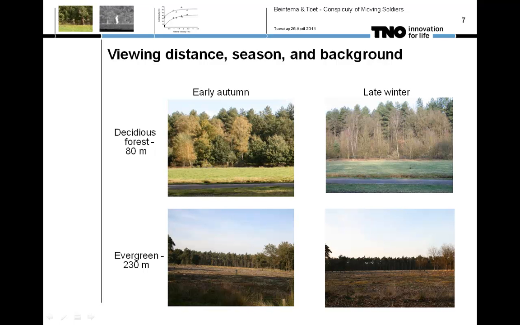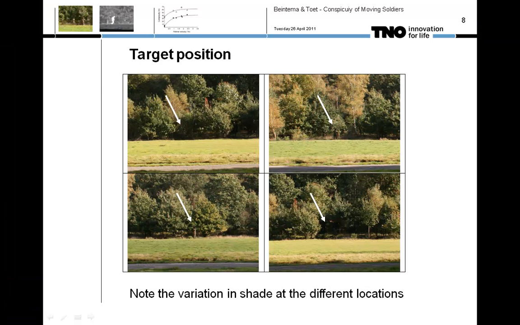Thermal recordings were made with a 320 by 240 pixels FLIR camera with a 24 degrees horizontal viewing angle and a frame rate of 50 Hz. Target visibility is highly dependent on target position due to shading effects. We therefore measured target conspicuity at different locations along the forest.